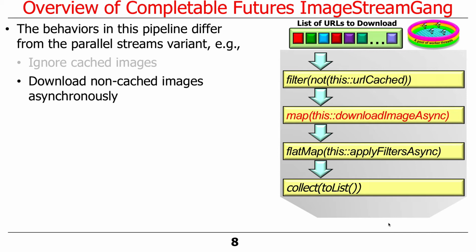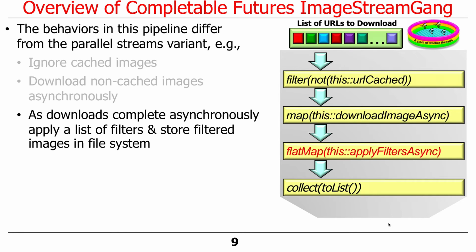So what we do is we go ahead and download any images that were not cached, but we do that asynchronously. You can see here we just say map, and then we say download image async. We'll look at this implementation shortly. But as you can imagine from the name, it's going to download the images asynchronously, and each of the calls to download image async will return a completable future. So you come in with a stream of URLs as the input to map, and you leave with a stream of completable futures to images that are in the process of being downloaded or will be downloaded.